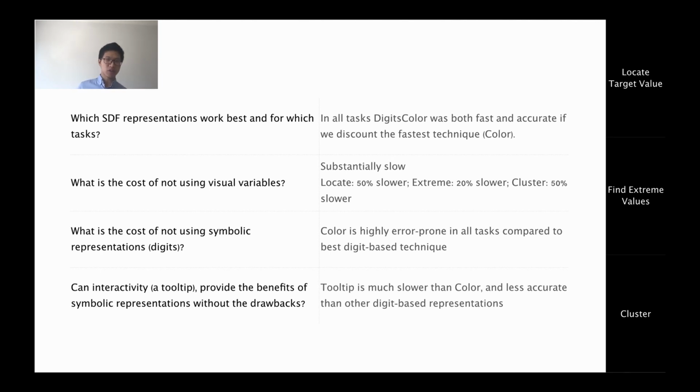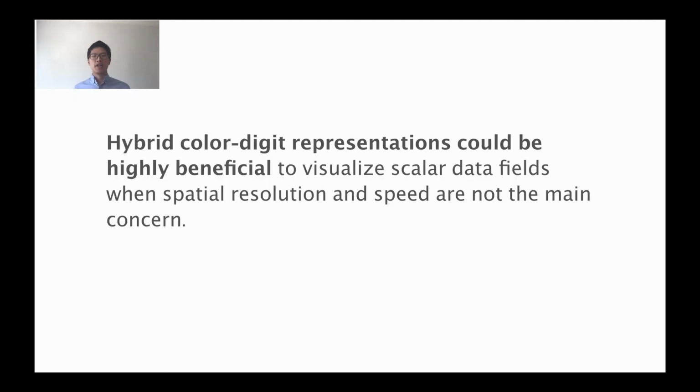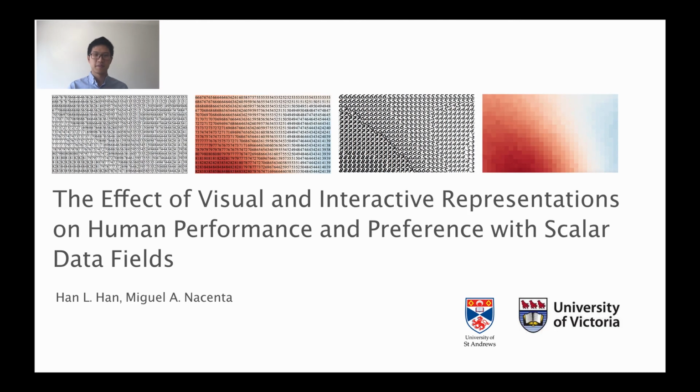And the interactive tooltip was shown to be much slower than color and less accurate than other digit-based representations. So to recap, the high-level takeaway message I want to show here is that hybrid color-digital representation could be highly beneficial to visualize scalar data fields when spatial resolution and speed are not the main concern. And with that, I would like to thank you for your attention and encourage you to read the paper to find out more.